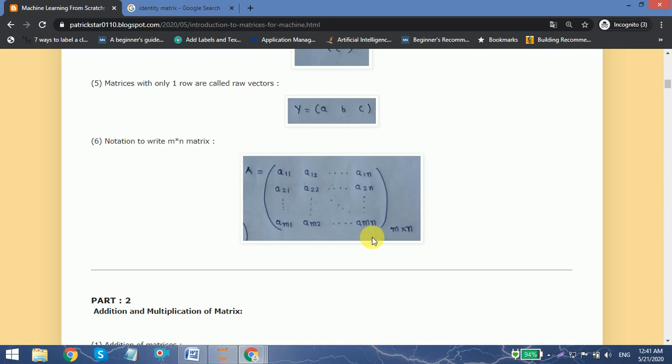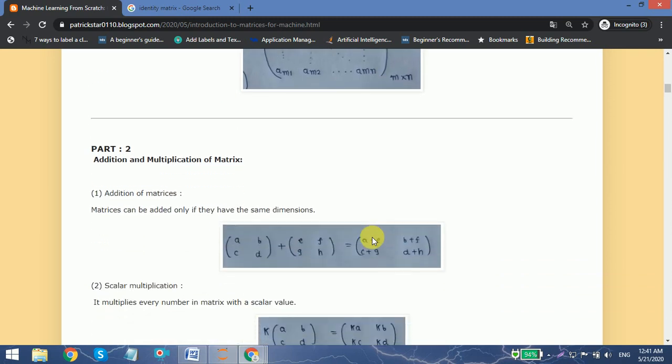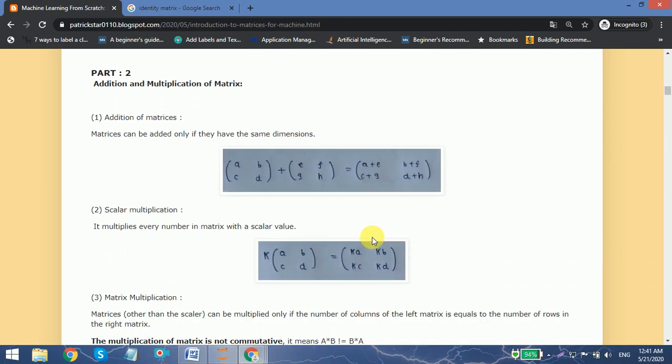Okay, so moving forward to the second part, that is addition and multiplication of matrices. First we are going to see the addition of matrices. The thing to keep in mind here is that matrices can be added only if they have the same dimensions. So we cannot add matrices where one matrix is of 2 cross 3 size and the other matrix is of 3 cross 2 size. The matrices must have the same dimensions to be added together.